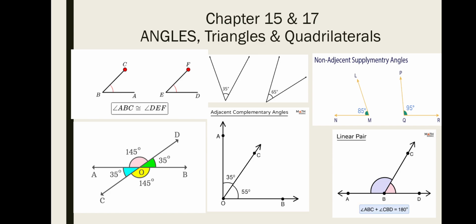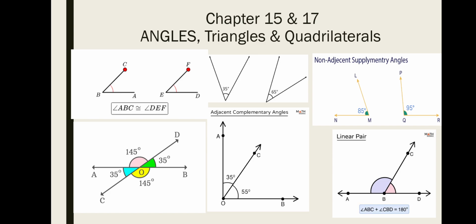Then these are complementary angles. So the sum of their measures, 35 plus 65, is 90 degrees. Then non-adjacent supplementary angles.